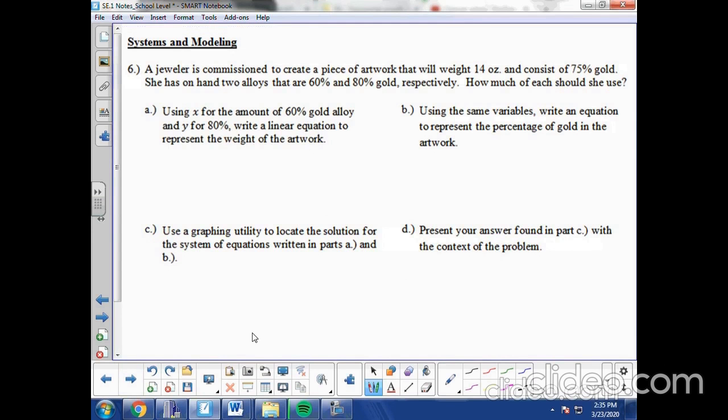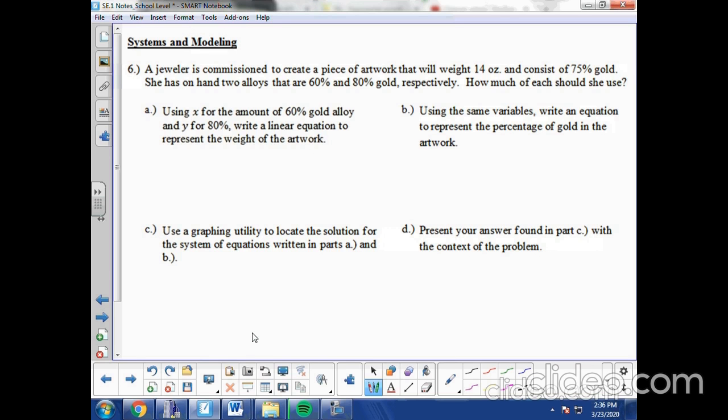6 gives us a scenario. A jeweler is commissioned to create a piece of artwork that will weigh 14 ounces and consist of 75% gold. She has on hand two alloys that are 60% and 80% gold, respectively. How much of each should she use? It says using x for the amount of 60% gold alloy and y for 80%, write a linear equation to represent the weight of the artwork.